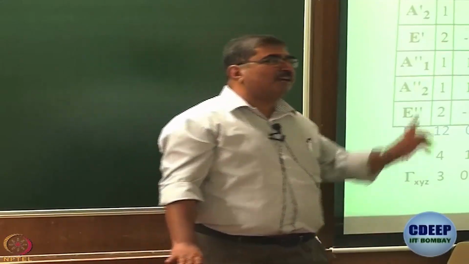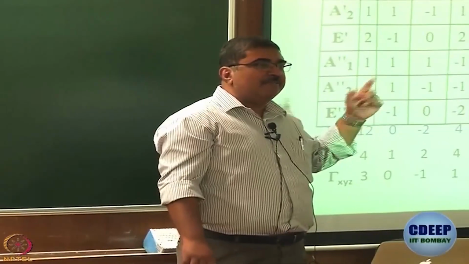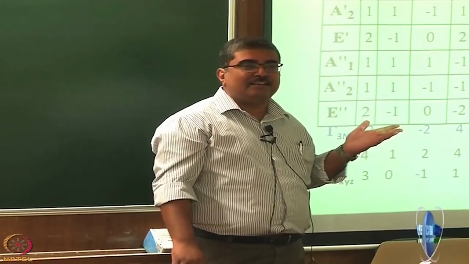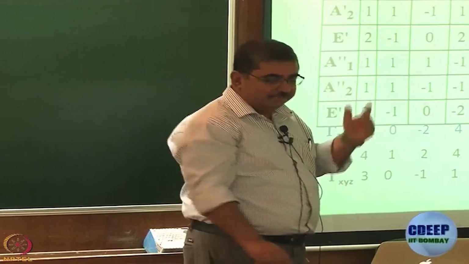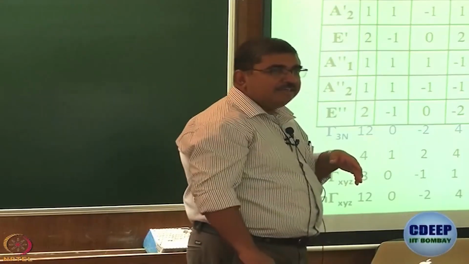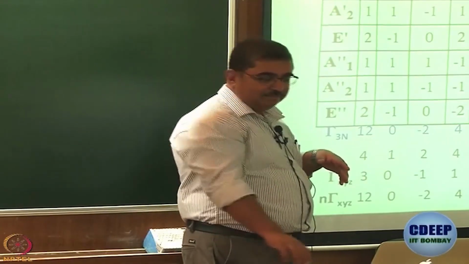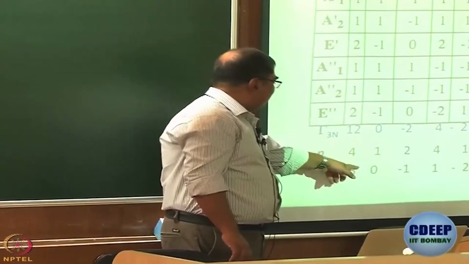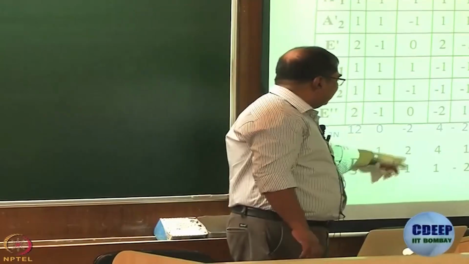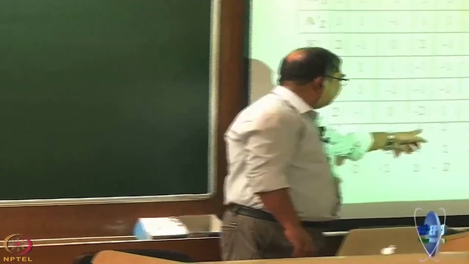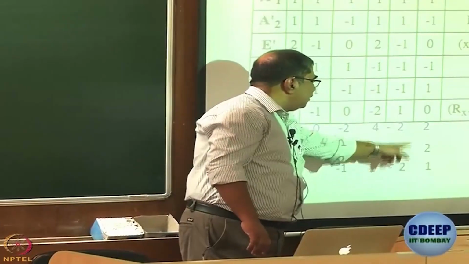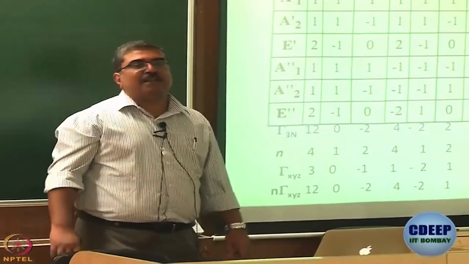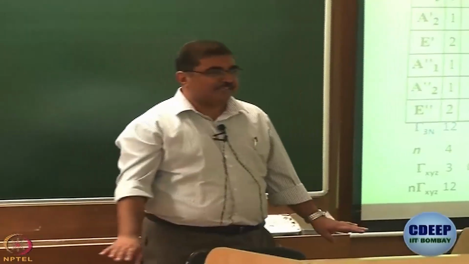How should I be able to get gamma 3n now? If I multiply n by gamma xyz, should that not give me gamma 3n? Let us see if it does. It does, right? I mean, you should work it out. 3 4s are 12. 0 into 1 is 0. -1 into 2 is -2. 1 into 4 is 4. -2 into 1 is -2. 1 into 2 is 2. So what we have established is n multiplied by gamma xyz gives me gamma 3n.